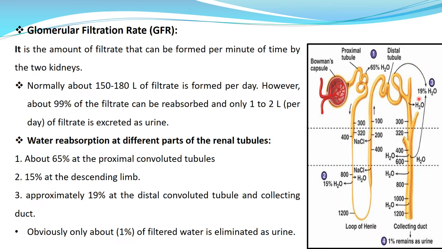This 19% of the filtrate is tightly under the control of what? Of the antidiuretic hormone. The hormone which is secreted from where? From the posterior part of the pituitary gland. I think we already had our lecture about the endocrine system. We mentioned the hormones of the anterior and posterior parts of the pituitary gland. Okay, so obviously only about 1% of the filtrate water is eliminated as urine.